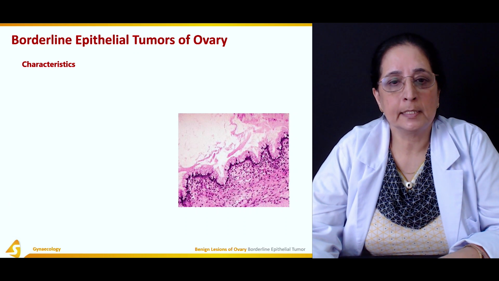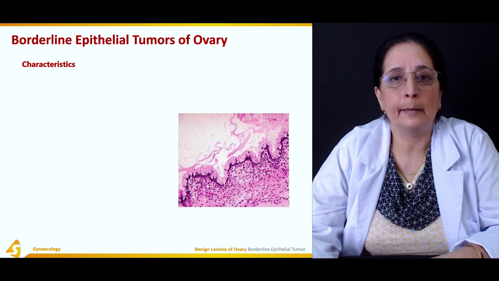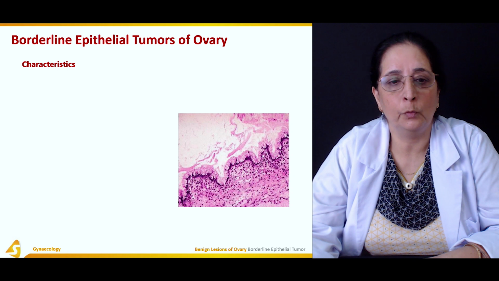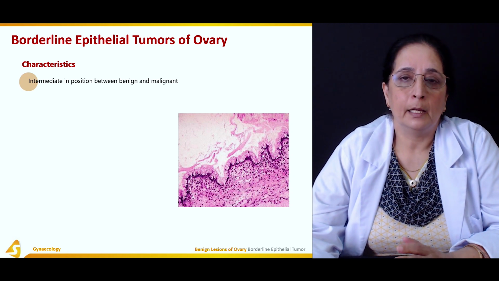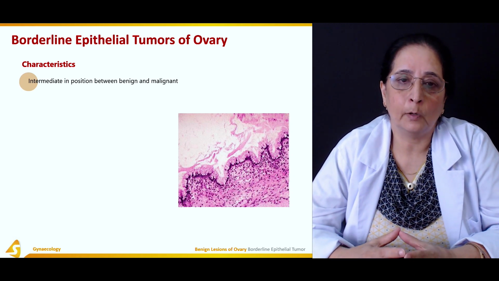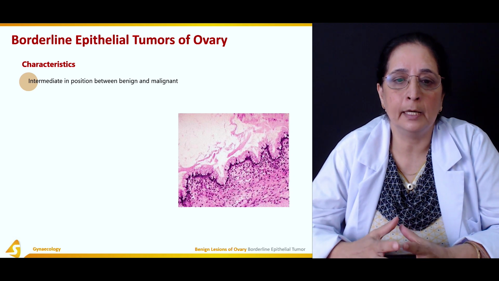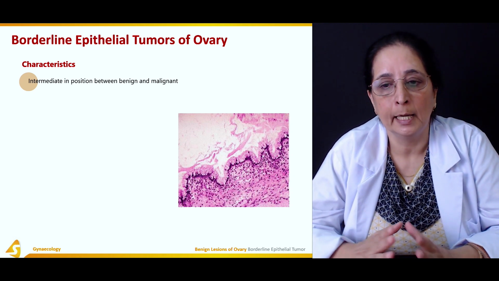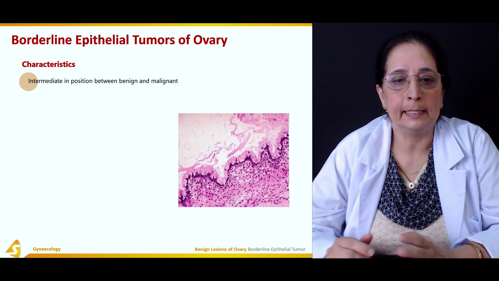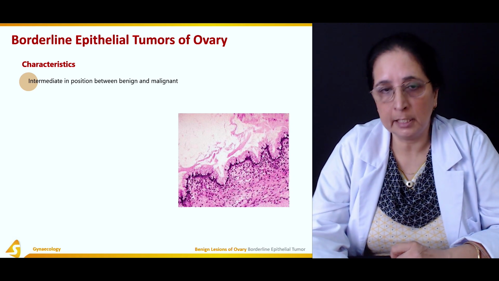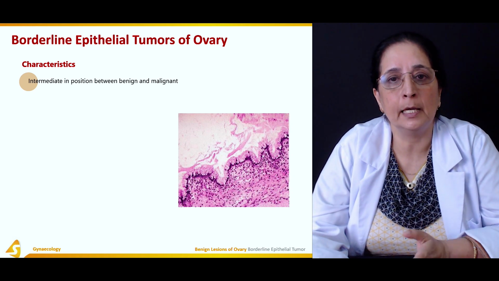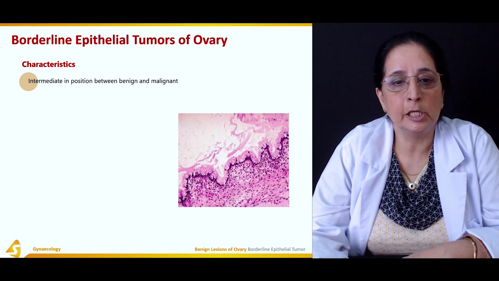The characteristics of borderline epithelial tumor of the ovary: since it's called borderline, it's in the middle position between the benign and malignant. So it's intermediate between the benign and malignant ovarian tumor.